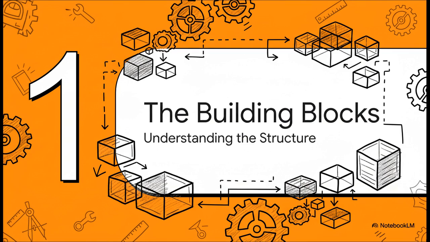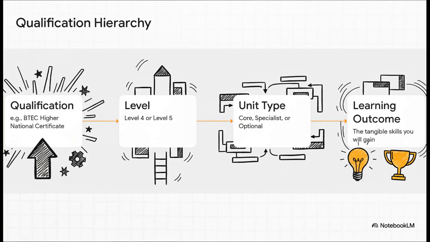First, we're going to look at the fundamental building blocks to see how these qualifications are actually put together. And what's really cool is just how logical this all is. Everything is built on a really clear hierarchy, which creates this super straightforward path for students. You've got your main qualification at a certain level, and that's made up of different types of units. Then, inside each unit, you get to the most important piece of the puzzle, the learning outcome. It's a clear roadmap from A to B.